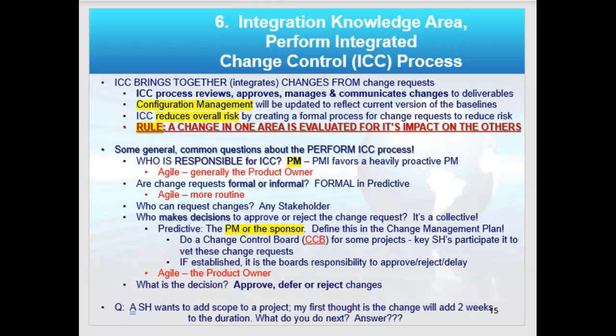And who makes decisions? Well, in predictive project management, the project manager or the sponsor may. But there's also a change control board, which is more likely to be used in predictive. Now, in Agile, the product owner is generally going to make the change decisions. I'll show you an exception to that in a moment.